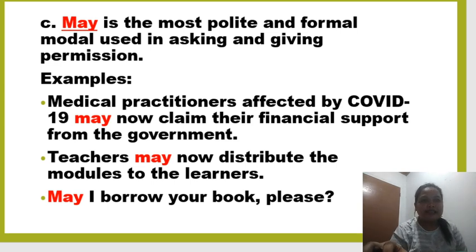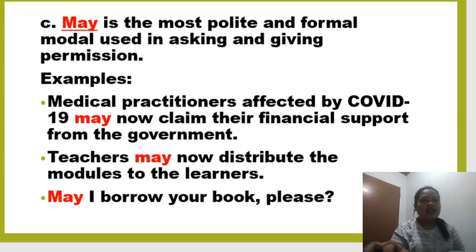Okay, so those are the modal verbs expressing permission. So let us go back one by one. The first one is can. So we use can in asking or giving permission. While if we want to express asking or giving permission in a more polite or formal manner, we use could. While if we want to ask or give permission in the most formal manner, we use may.